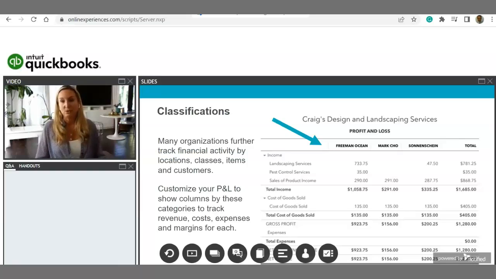People use classes for all sorts of different things. If you really want to learn a bunch about classes, and especially class tracking versus location tracking, the QBO Advanced Certification has a great section on that and explains how they're similar and how they're different.